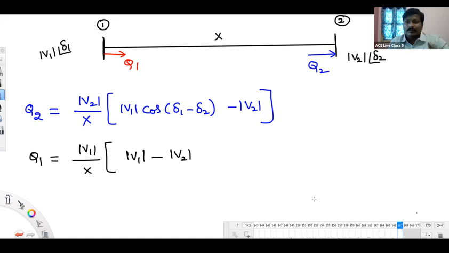V1 minus V2. Who is your reference? V1 is our reference, which means V1 you keep as it is. V2 is replaced with what? V2 replaced with V2 cosine of the angle. This is the Q1. That's the Q1. Are all of you getting it?